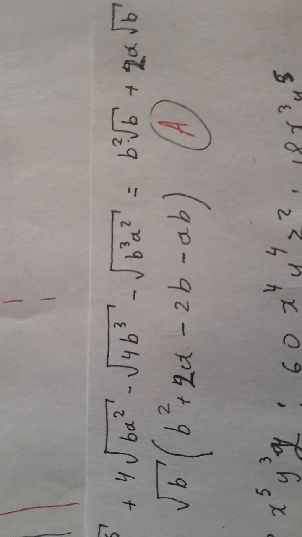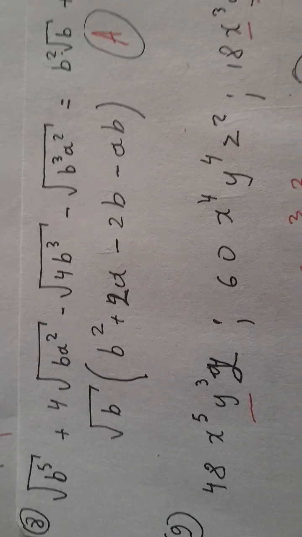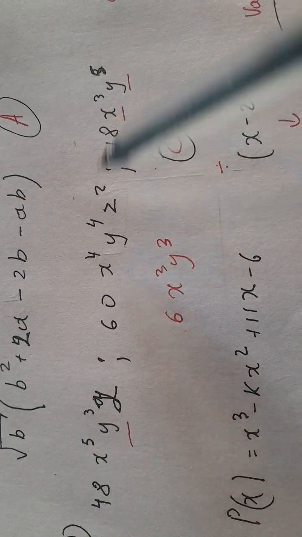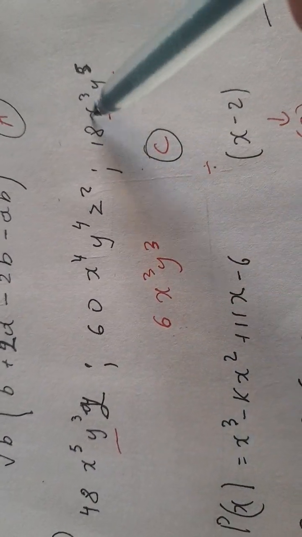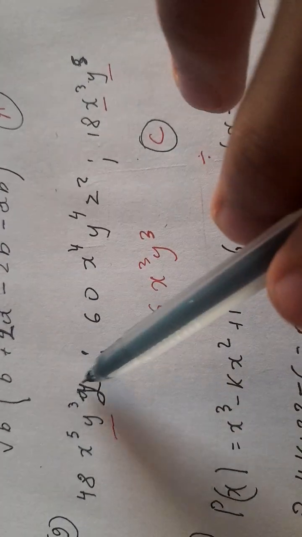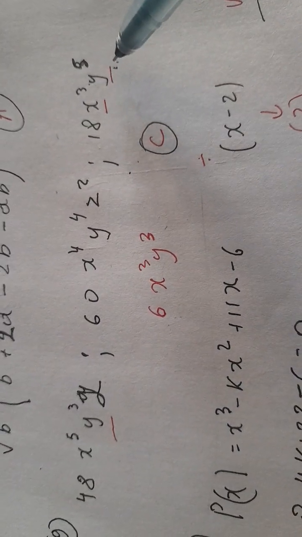Moving to the 8th question, we have this polynomial, just simple, and from the root we are getting b, and the root of b we are making as a product. So the common divisor of these: each number divides by 6, the least x is x to the third power, the least y is y to the third. There are no z's, so it cannot be common. The correct answer is C.